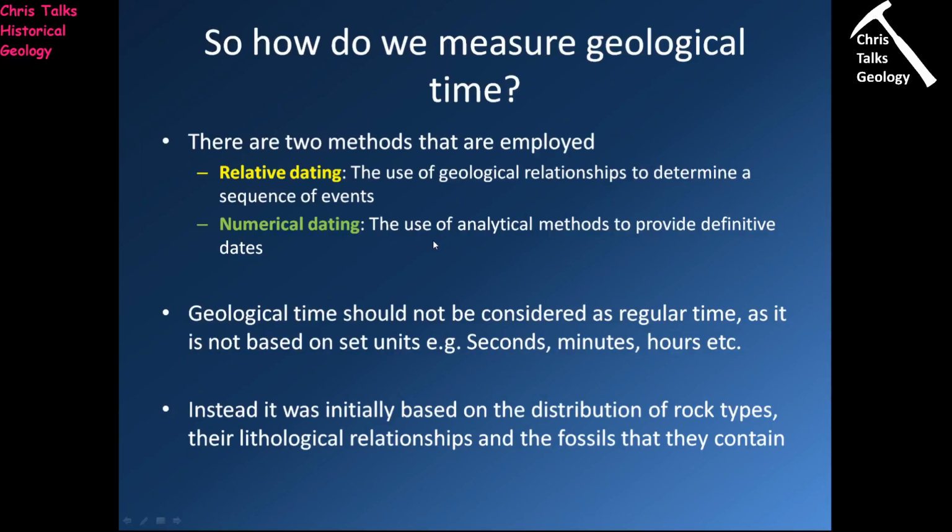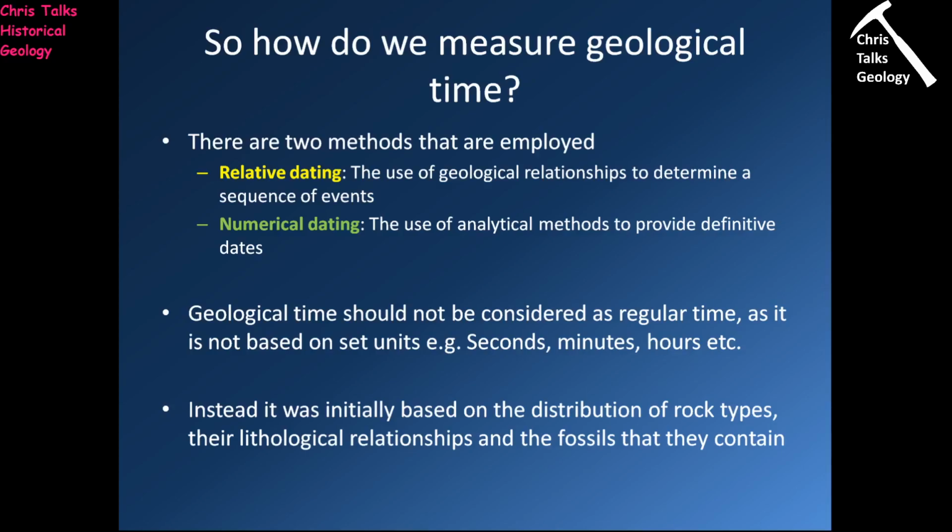So how do we measure geologic time? There are two methods which we can employ to measure geologic time. We can use relative dating or numerical dating. Now, numerical dating is the most straightforward. Essentially what we do is we take a piece of rock, we analyse it using its radioactive isotopes, and we use those radioactive isotopes to calculate an age, an actual number for the rock. So that one's all relatively straightforward.